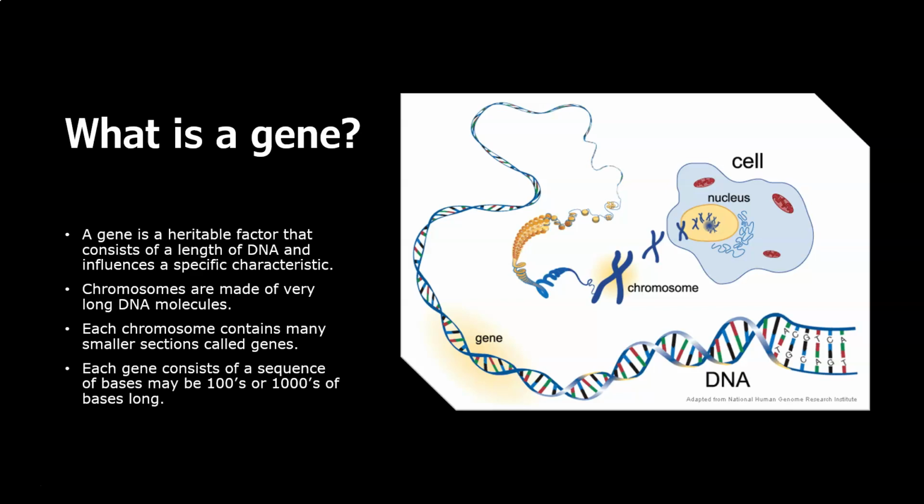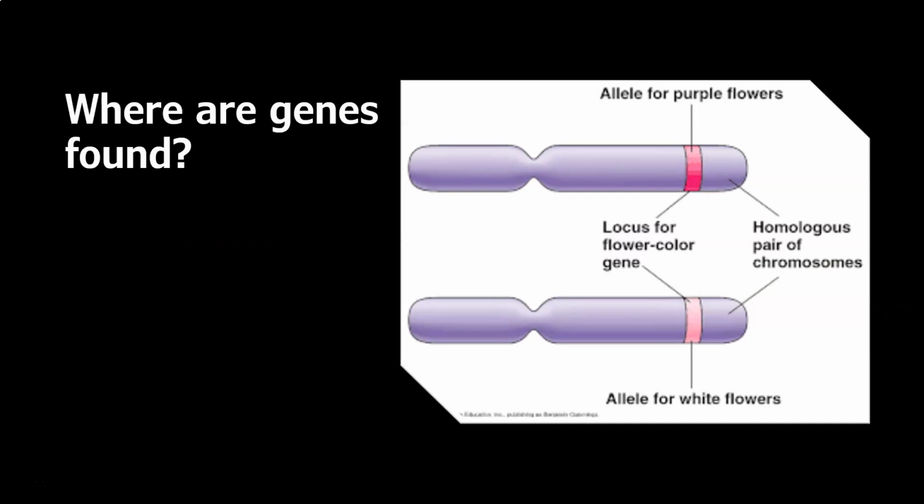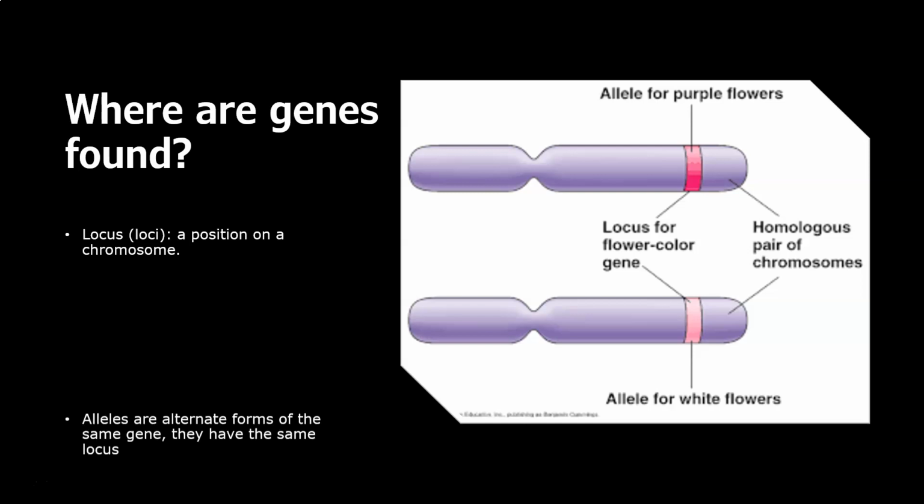Now, each gene consists of sequences of hundreds and thousands of bases, depending on which gene it is. So remembering our bases being adenine, thymine, guanine and cytosine, and we'll remember that from topic 1. So where are genes found? As I said, these genes are found on the chromosomes. The actual point on the chromosome that the gene is found is the locus, or known as loci.